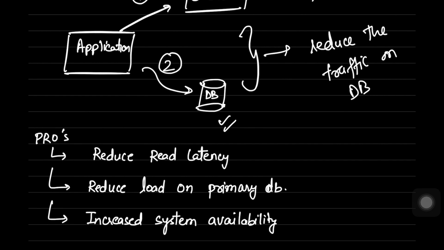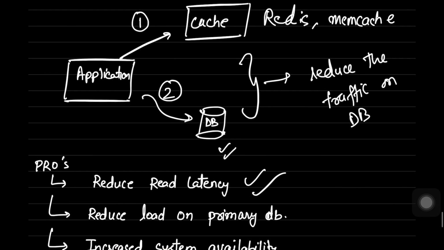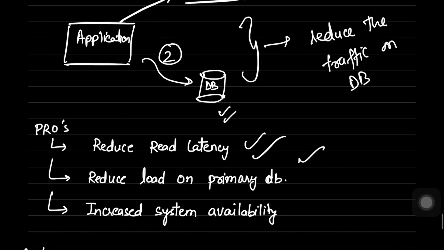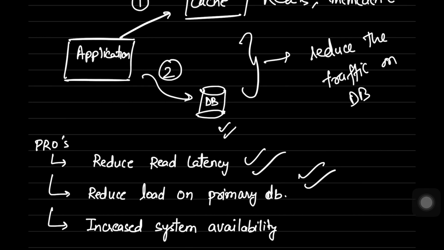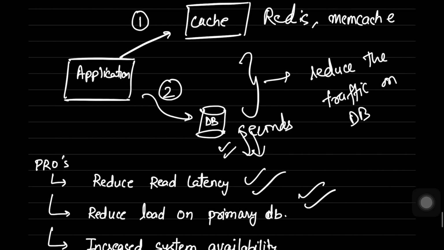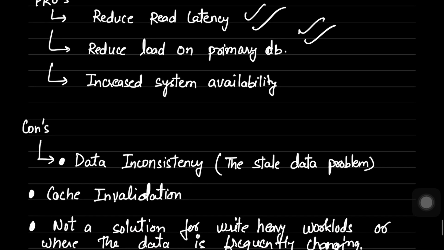So the obvious pros are you reduce the read latency, right? And you reduce the load on the primary DB because some of your data is already served from the cache. It also increases system availability in some cases for some seconds, right? If the database is down, you can still serve your app through the cache.